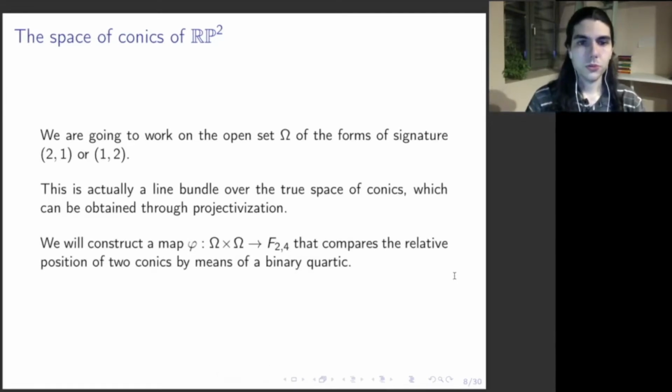So what we'll do is to construct a map phi which takes two conics, two elements of omega, and produces a polynomial which will classify their relative position, which will give us some information about these conics. Here, what I'm calling F24 is the space of forms on two variables and of degree 4, so binary quartics. This will be our main tool, which we'll use to analyze the position of two conics. It will tell us, for example, if two conics are nested or not, if they are convexly nested or not, depending on the properties of the polynomial that results.